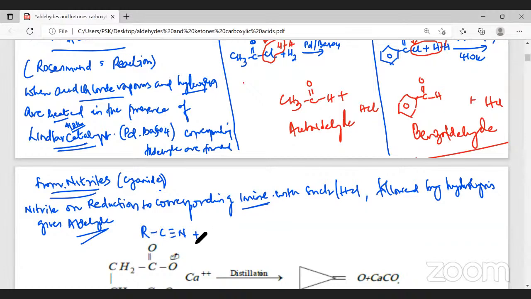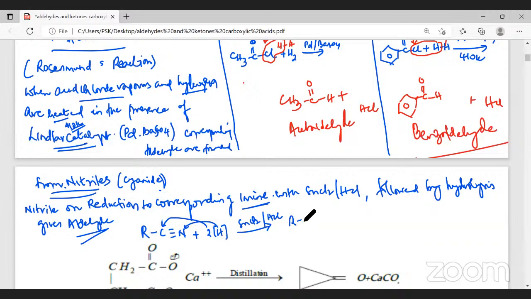Now this, on reduction with a strong reducing agent. Reduction is addition of hydrogen. Remember, the opposite of oxidation is called reduction. The removal of hydrogen is called oxidation. Addition of hydrogen is called reduction. So on reduction with stannous chloride, tin chloride in HCl, which is a strong reducing agent, stannous chloride reacts with hydrochloric acid to give hydrogen. Now one hydrogen attacks this carbon, the other hydrogen attacks this carbon.